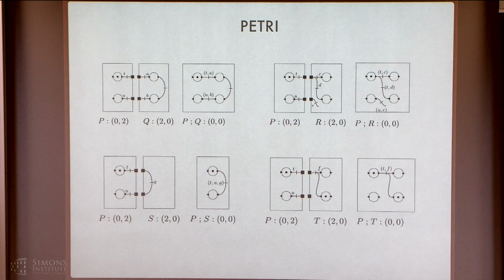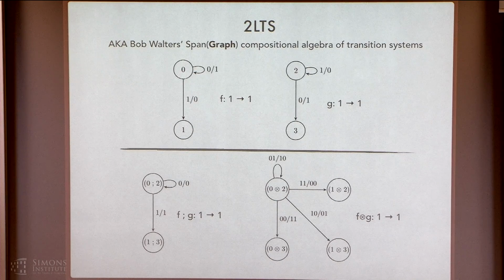Okay, so of course you're not going to get the full picture, but the basic idea is that we want to think about Petri nets as string diagrams, right? And there are rules on how to compose these things. So that was the syntax. Now what's the semantics? Well, if you know about this work of Bob Walters, he has this thing called the algebra of span graphs of transition systems, then you already know what the semantics is. But if you don't, then I'll just give you a very quick intuition for what these things are.